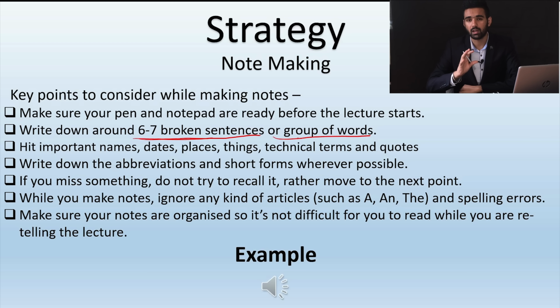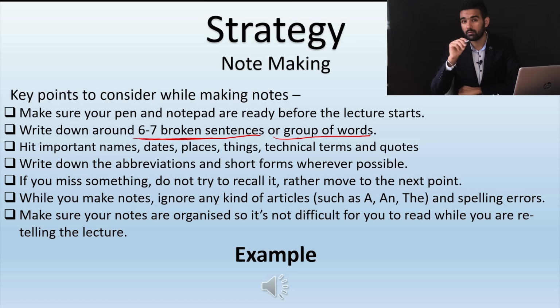Now by broken lines, I mean all the keywords within a sentence, but you don't really need to worry about the articles such as a and the, or is and something like that as well. So you only have to write the key information from the sentence. Even if you have 6 to 7 groups of important words or important sentences, you can more than easily do your retell lecture, and you can do it very well actually.